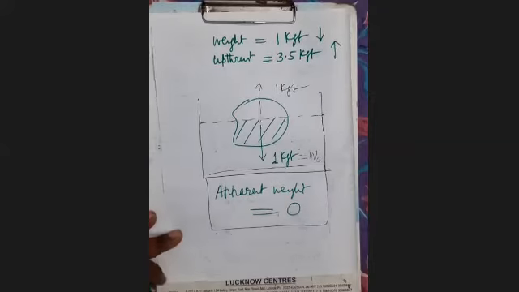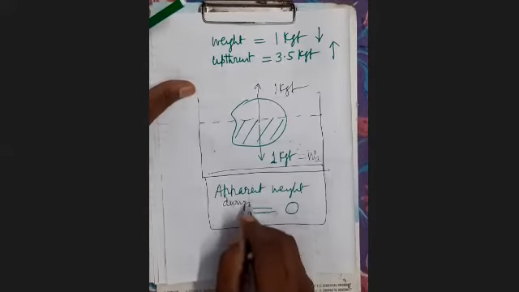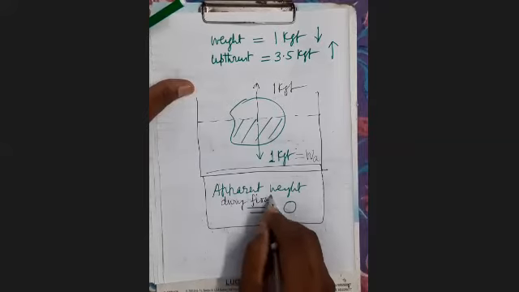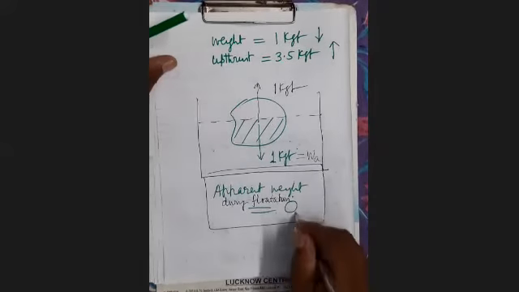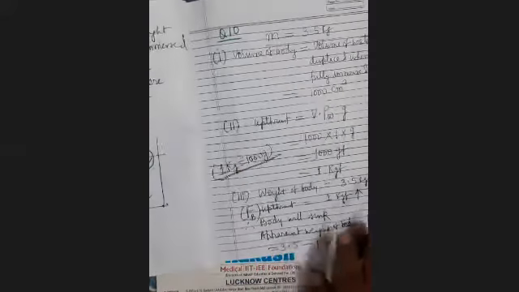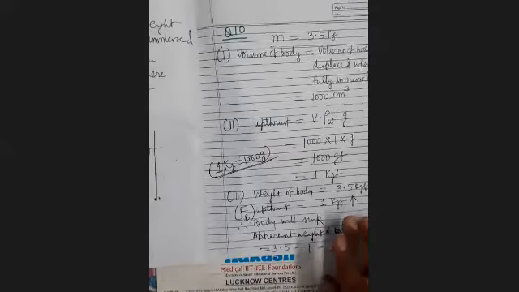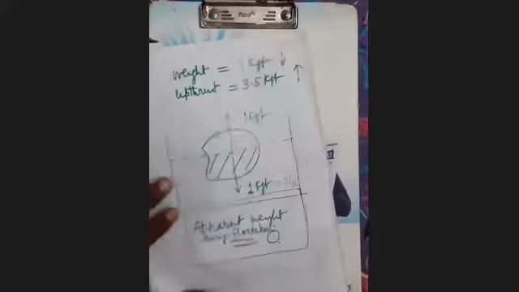Just you remember, apparent weight during flotation will be zero. Apparent weight we can find only when body has immersed inside the water. It is sinking in the water. It's clear. So now this is the question number 10. Now you can see question number 9. First you see question number 8.